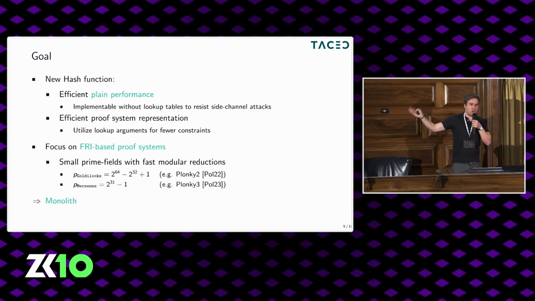So when we started this project, what we wanted to achieve is a new hash function that is super fast in plain, also very fast inside of a zero knowledge proof system, and we wanted to achieve the performance in a zero knowledge proof system using lookup arguments, similar to Reinforced Concrete, but we didn't want to rely on lookup arguments for the plain performance, such that the hash function can be implemented in a constant time implementation without much performance loss. And we were focusing on smaller prime fields. So here the Goldilocks prime field is used, for example, in Plonky2, and also the 31-bit prime field that is used in Plonky3. And the design that we came up with, we dubbed Monolith.